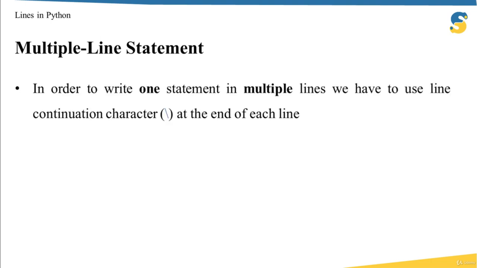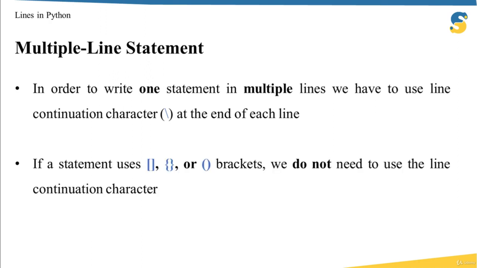So we need to know how we can write a statement over multiple lines. In Python, if you want to write one statement in multiple lines, we have to use the line concatenation character, backslash, at the end of each line. So it's very easy. You can divide your statement into multiple lines, but keep in mind that you have to end each line with the concatenation character. There is an exception to this rule: if a statement uses square brackets, curly braces, or parentheses, you don't need to use the line concatenation character at the end of the line when you want to divide the statement over multiple lines.